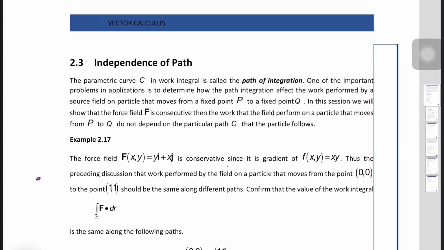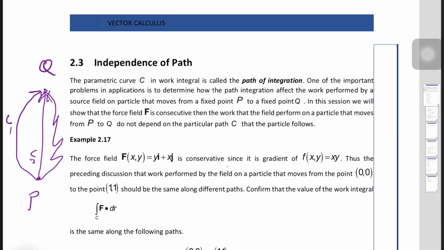Misalkan kita ada dua point, satu P dan satu Q, dan kita ada satu dipanggil sebagai curve. Ini dipanggil path of integration. Jadi kita nak check, adakah the path of integration ni akan affect pada work done yang kita cari daripada titik P ke Q, di mana kita tahu curve dia tak semestinya lengkuk. Kita mungkin ada lengkuk yang pertama C1, lepas tu C2 straight line, ataupun kita ada piecewise, sampai ke Q. Jadi kita nak tengok bagaimana work done yang terhasil.